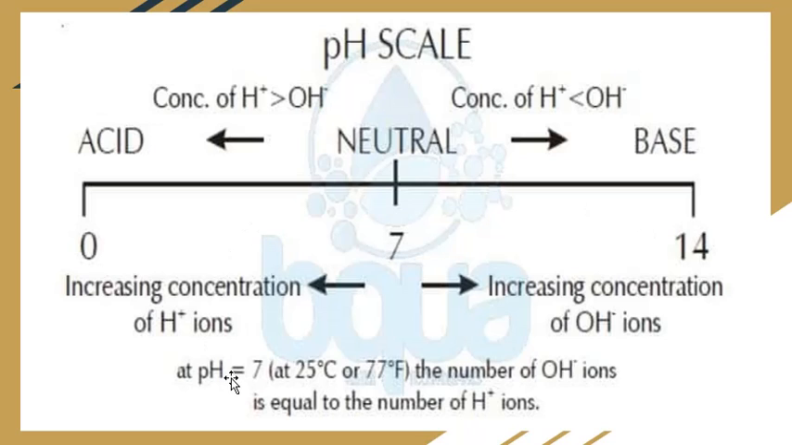At pH 7, the number of OH minus ions and the number of H plus ions are equal. That is why the solution is neutral. So if at neutral the concentrations are equal, then below 7 H plus will be more than OH minus. Above 7 OH minus will be greater than H plus, and so on.